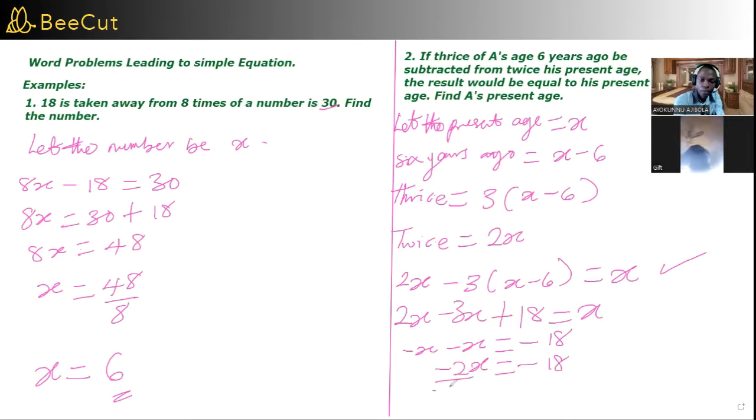Then you can divide both sides by minus 2. So to get the person's current age, 2 cancels 2, negative cancels negative. Then you have X equals 9, because 18 over 2 is 9. So that is the person's current age.